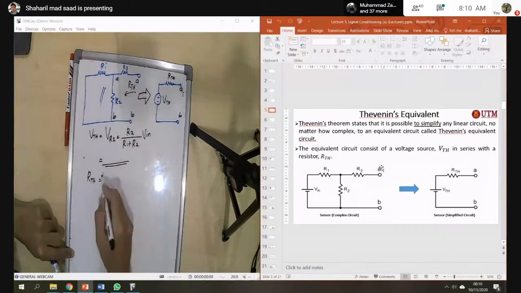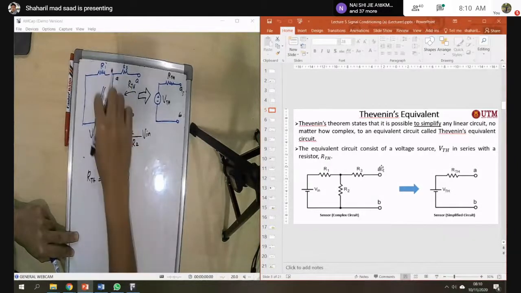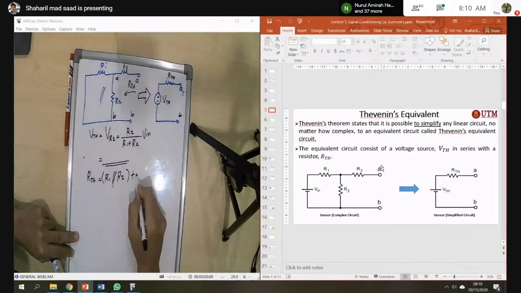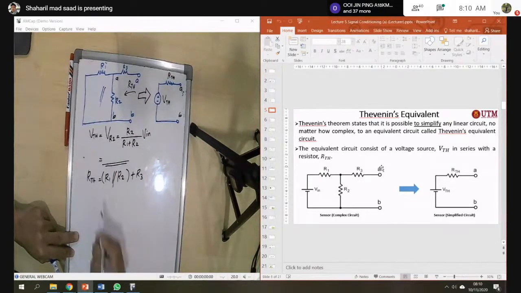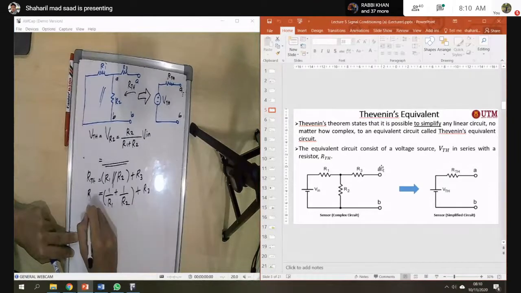RTH is equal to R1, which is parallel with R2. And then after the parallel, it can become a series, so this one plus R3. So you got here 1 over R1 plus 1 over R2, and plus R3. Now you got RTH.